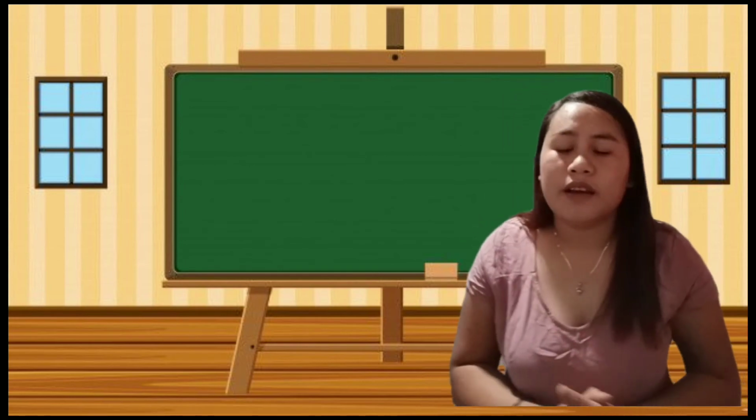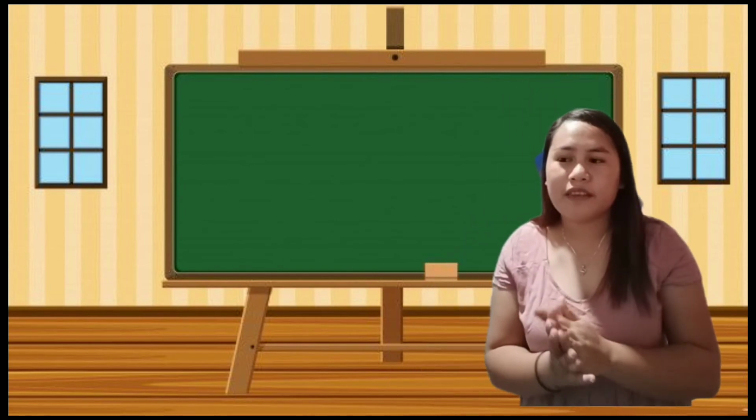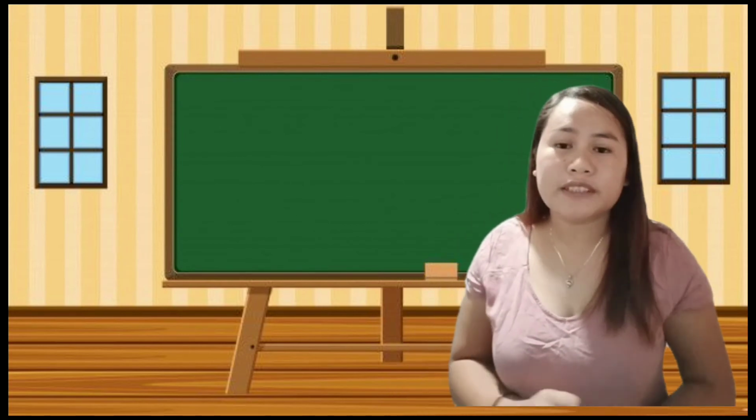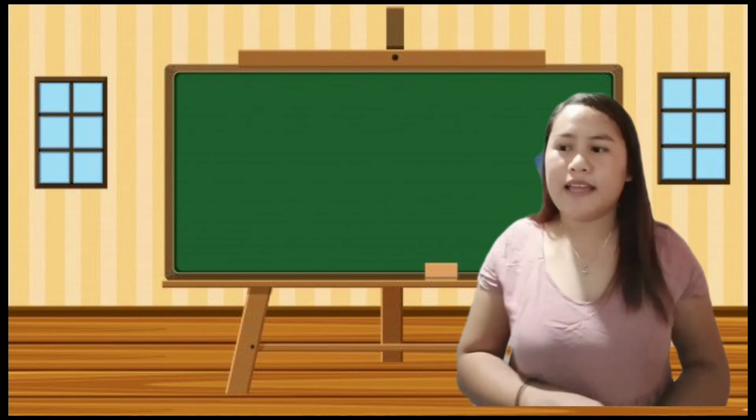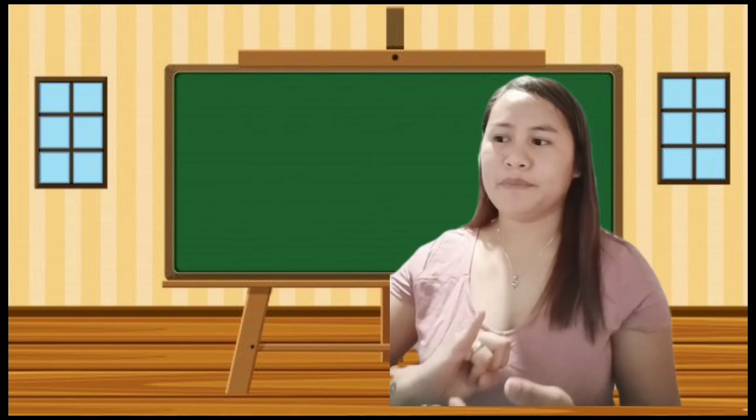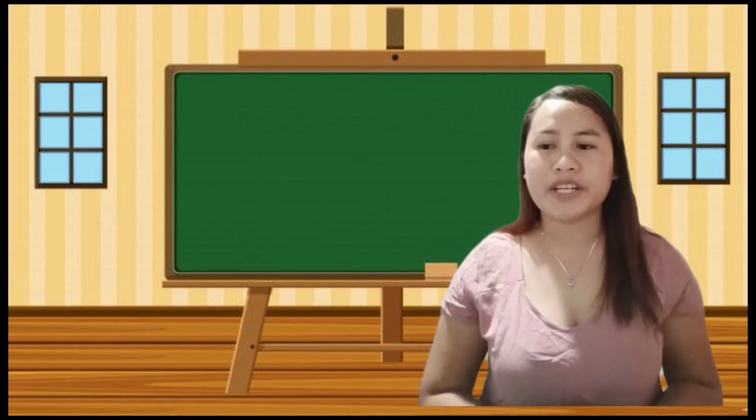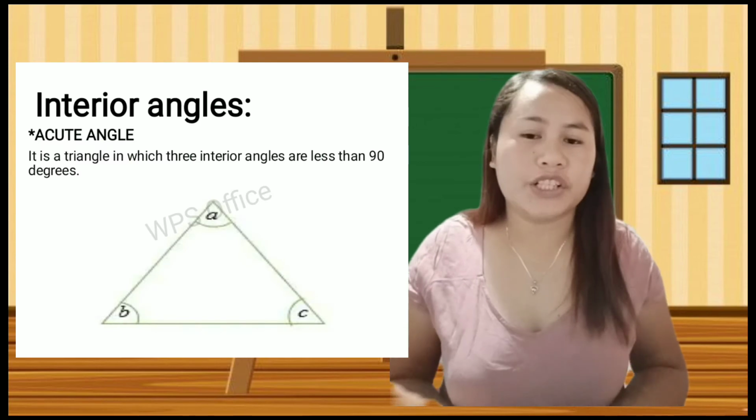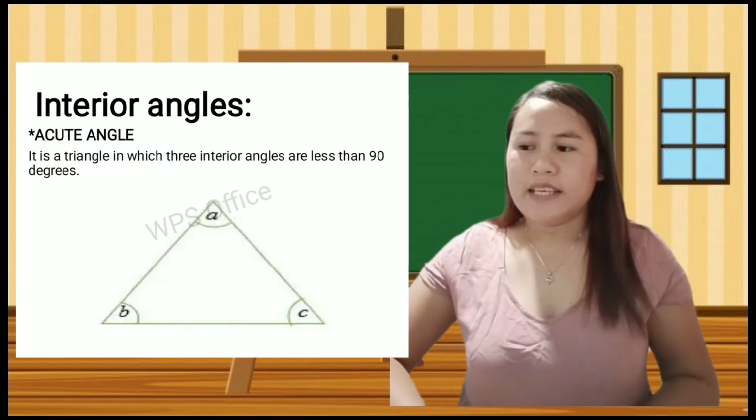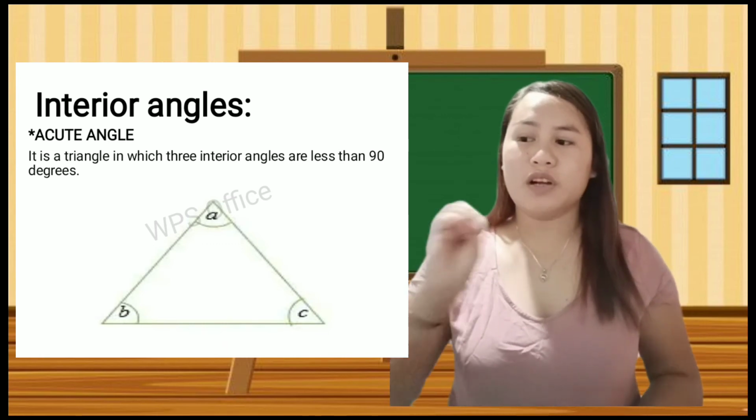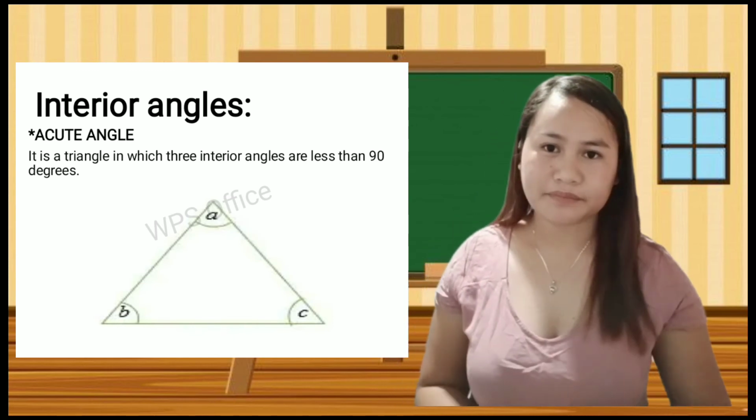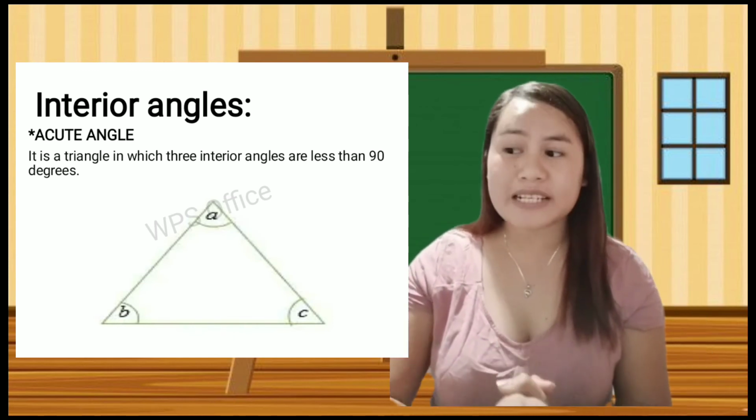In triangles, there are different types. They are classified by the length of their sides and their interior angles. First is the classification of triangles according to the measure of interior angles. First is the acute triangle, in which all 3 interior angles are less than 90 degrees.